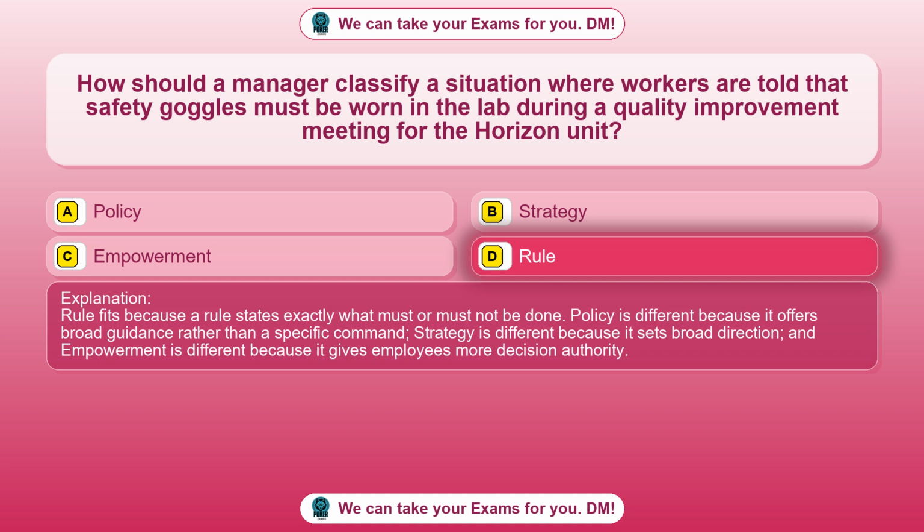Rule fits because a rule states exactly what must or must not be done. Policy is different because it offers broad guidance rather than a specific command. Strategy is different because it sets broad direction, and empowerment is different because it gives employees more decision authority.